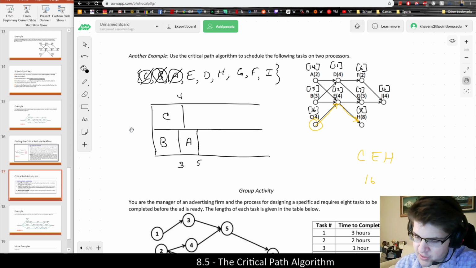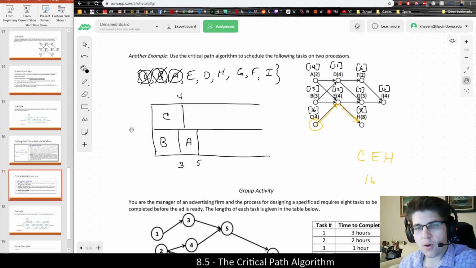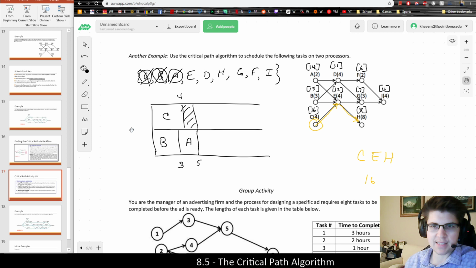So B is now finished, C is now finished. After 4 hours, we could check to see if anything is now ready. But if you recall when we did this problem before, both D and E had to wait for A to finish. So there's no way we're getting around that. And so far, I think the schedule looks exactly the same as decreasing time.